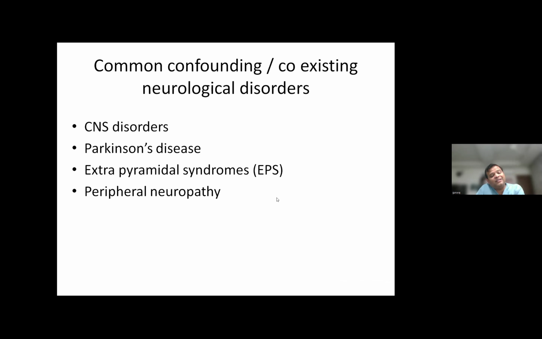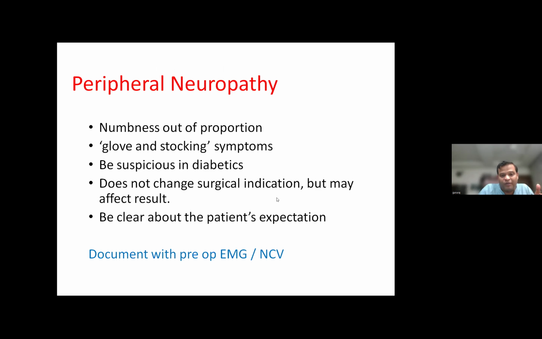Coexistent confounding factors, because these things will definitely make your life miserable if you operate on these patients. If you don't know these patients have these pre-existing problems and you have not discussed with them, like central nervous system disorders, Parkinson's is very common in these patients, extrapyramidal syndromes again very common, and peripheral neuropathy, because most of these patients are elderly, they are associated with diabetes. So diabetic peripheral neuropathy is very, very common.